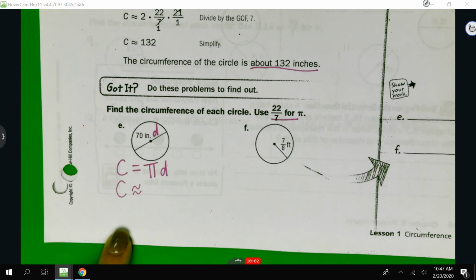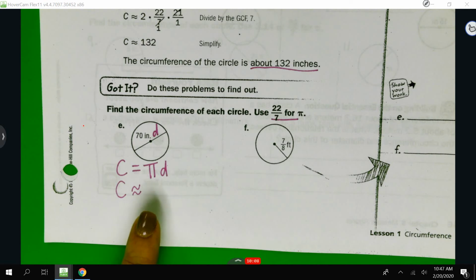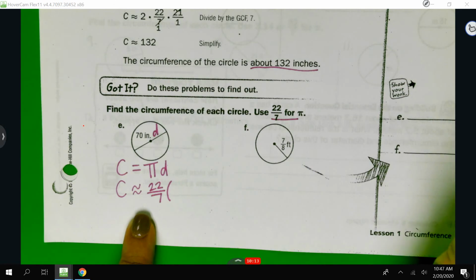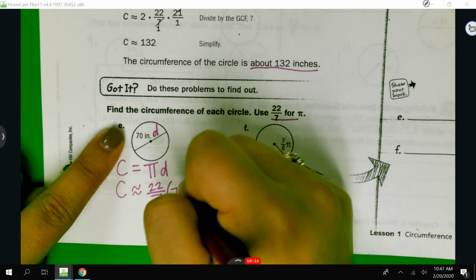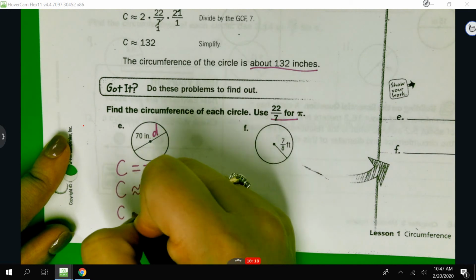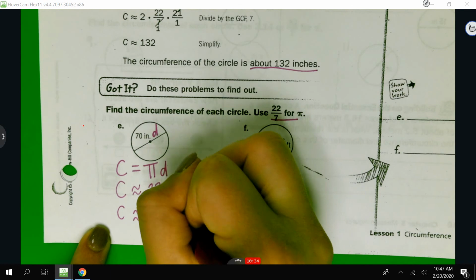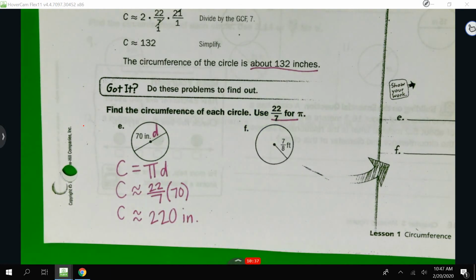We're starting to evaluate it, so we're going to switch to that squiggly equal sign. Pi, they told us to use 22 over 7. So I have 22 over 7 times d, which we said was 70. So approximately, what is my circumference? What is it? 220 inches. Questions on that?